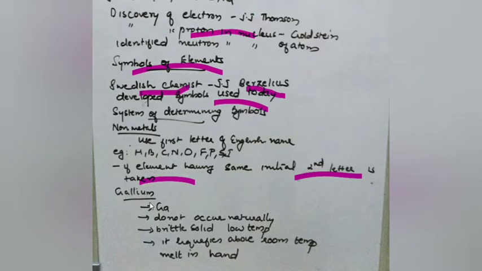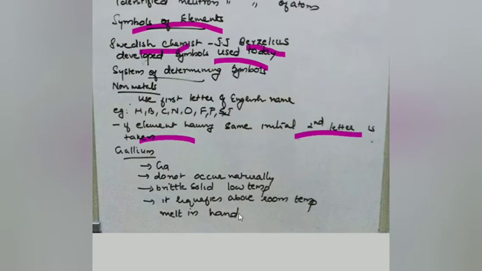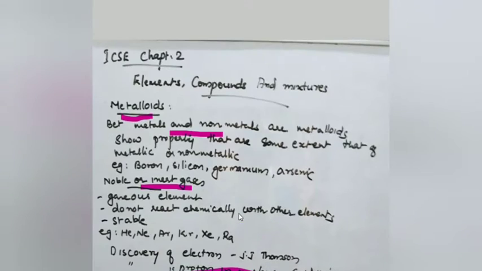Gallium. We see the G has already been taken, so we are taking it as Ga. They do not occur naturally. It is a brittle solid at low temperature. So gallium is not occurring naturally. It is a solid at a low temperature and liquefies above room temperature. So when above room temperature, it gets liquefied. The solid starts liquefying. It melts in hand. So these are the peculiarities of gallium.